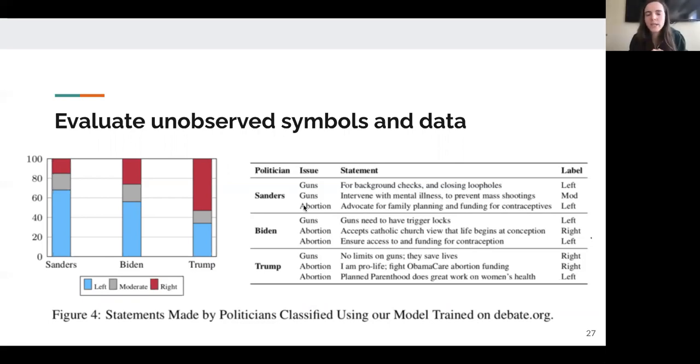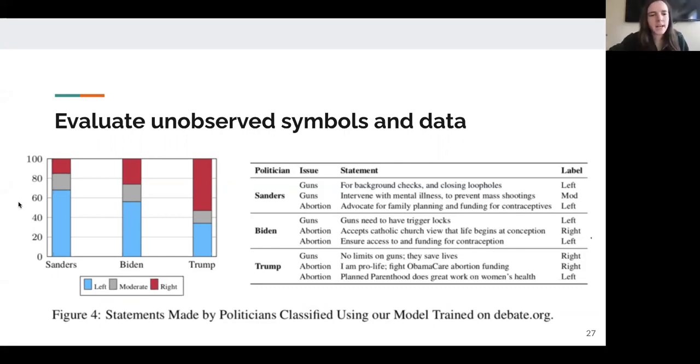So we downloaded statements made by 3 prominent politicians from ontheissues.org. This is a webpage that collects what politicians say. And we try to classify their statements with our model. So we had Sanders, Biden, and Trump talking about guns and abortion and other topics.